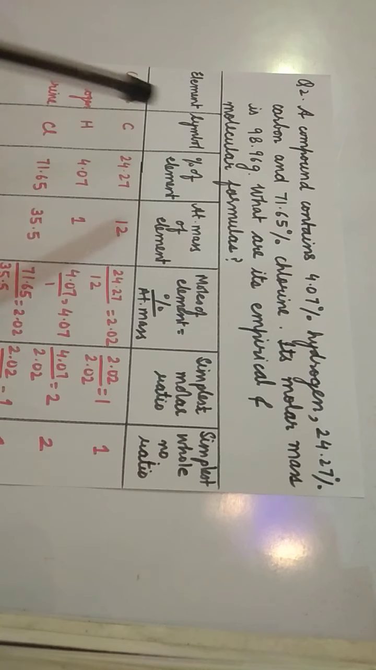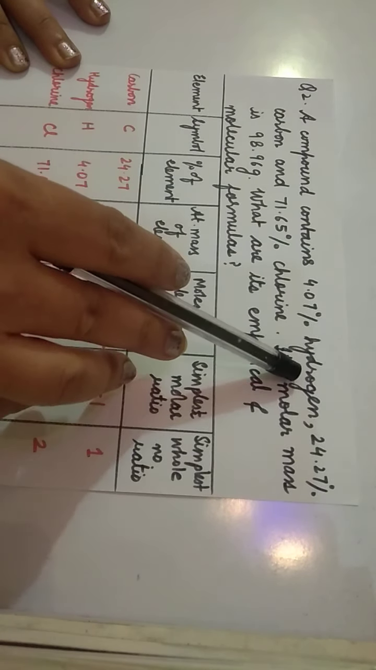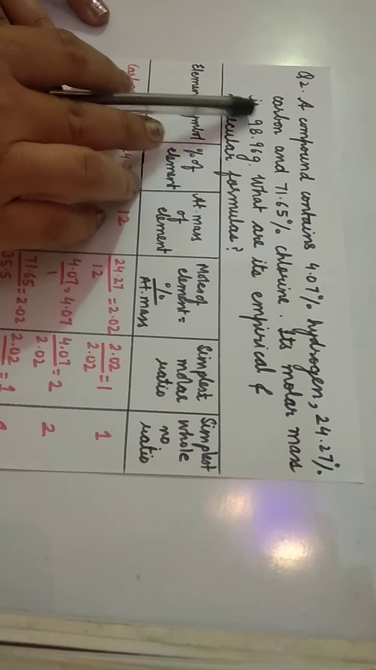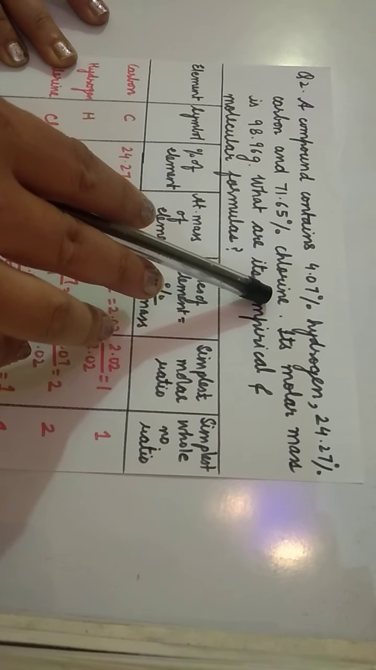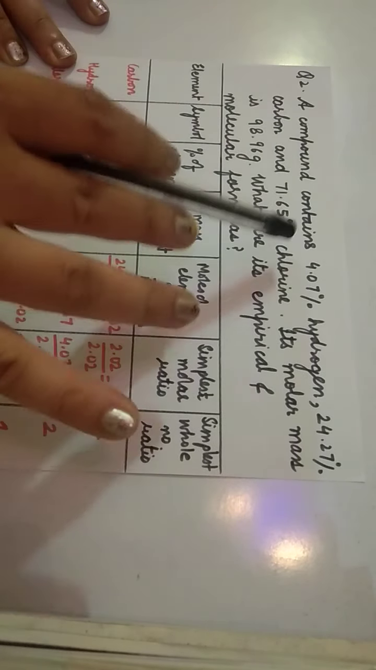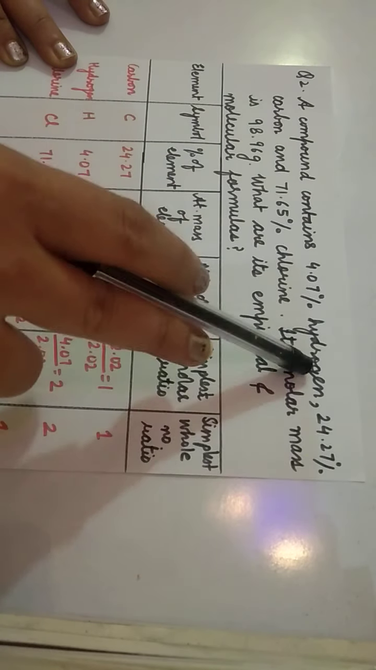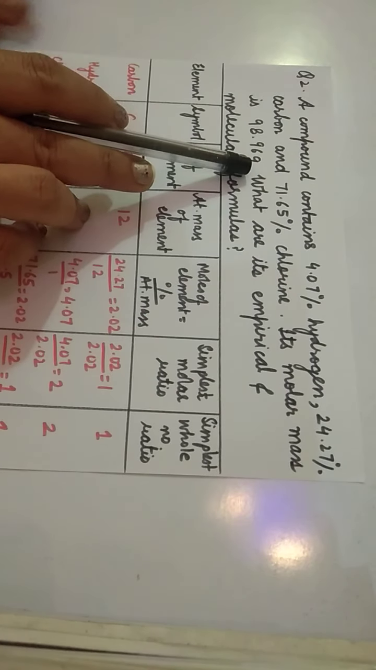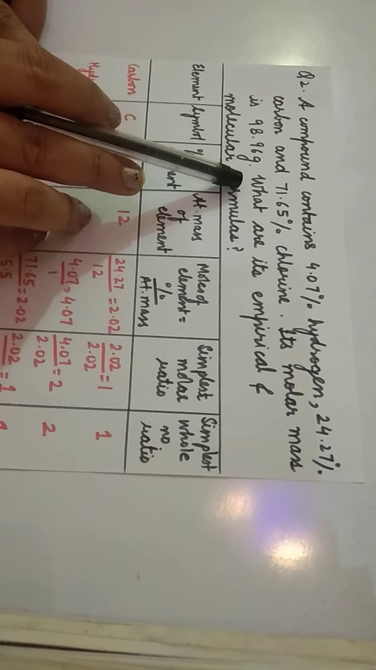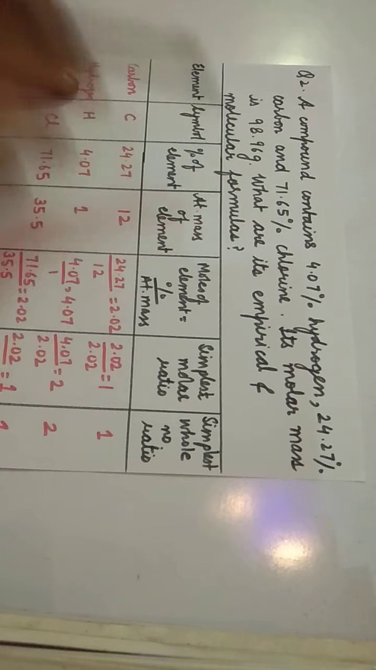So the question is, a compound contains 4.07% hydrogen, 24.27% carbon and 71.65% chlorine. In this, a compound is made up of hydrogen, carbon and chlorine, and the percentage of the elements are given in the question. Its molar mass is 98.96. Molar mass is also given. What are its empirical and molecular formula?